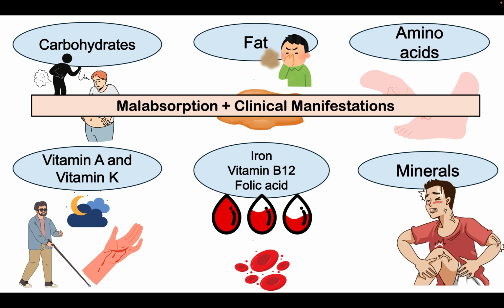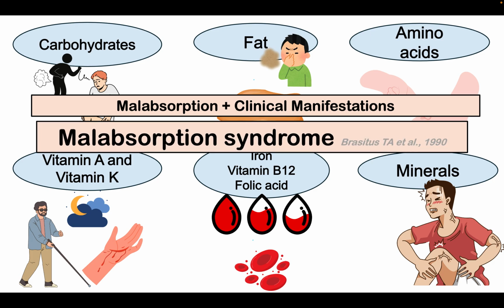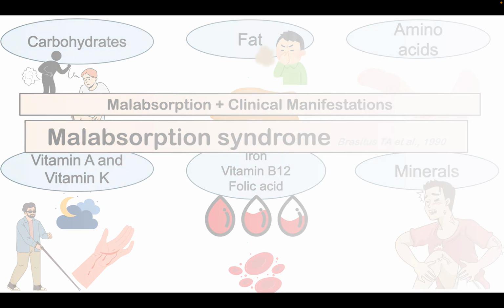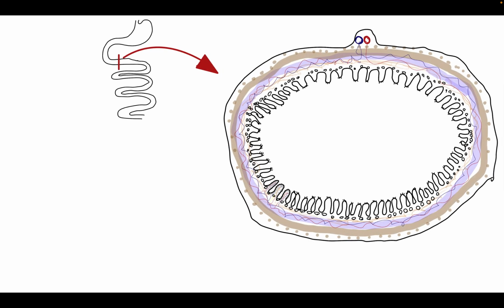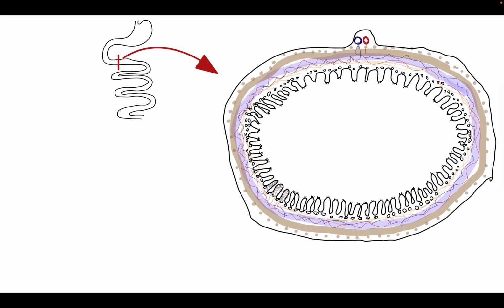So malabsorption, as I told you, is the inability to absorb the nutrient from the lumen of the intestine into the enterocyte and from the enterocyte to the blood vessel. This is called malabsorption. And malabsorption with the clinical manifestations which I mentioned here is called malabsorption syndrome. Now we will discuss how to approach it and what the malabsorption syndromes are.